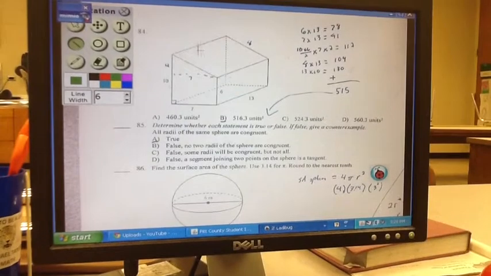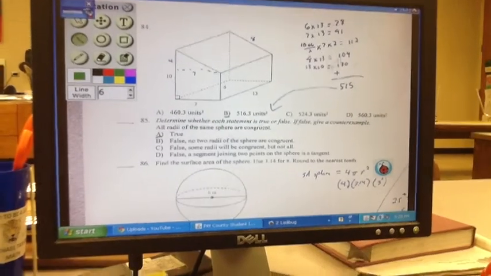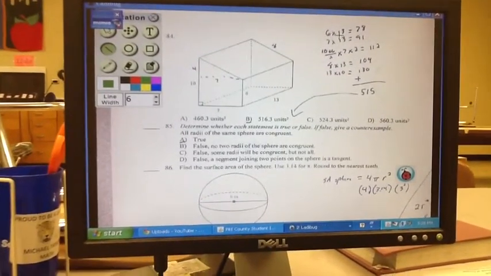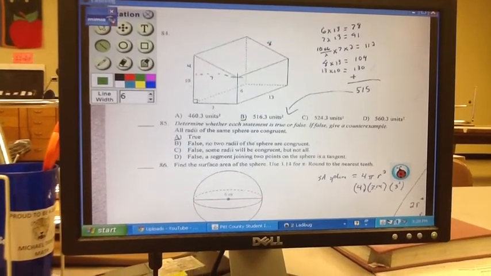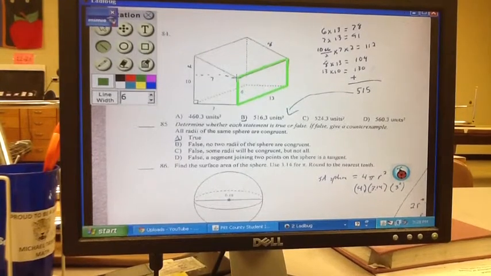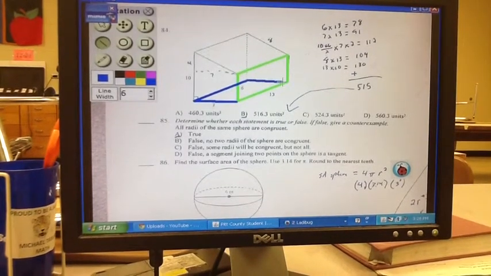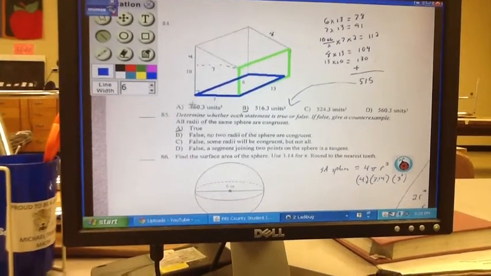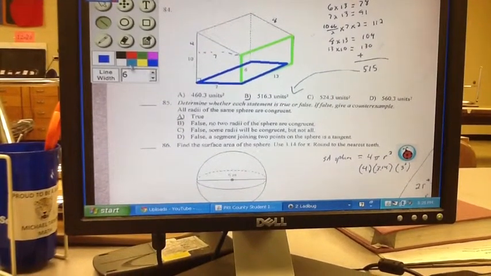Alright, number 84, find the surface area of this. I broke down each step. First I did a 6 by 13. So let's see, 6 times 13, that's this bottom, I guess this small plate here. Let's get another one. I did a 7 by 13, and that's this bottom, I guess you would say, plate here. Okay, so I did a 6 by 13 and a 7 by 13, multiplied those out.